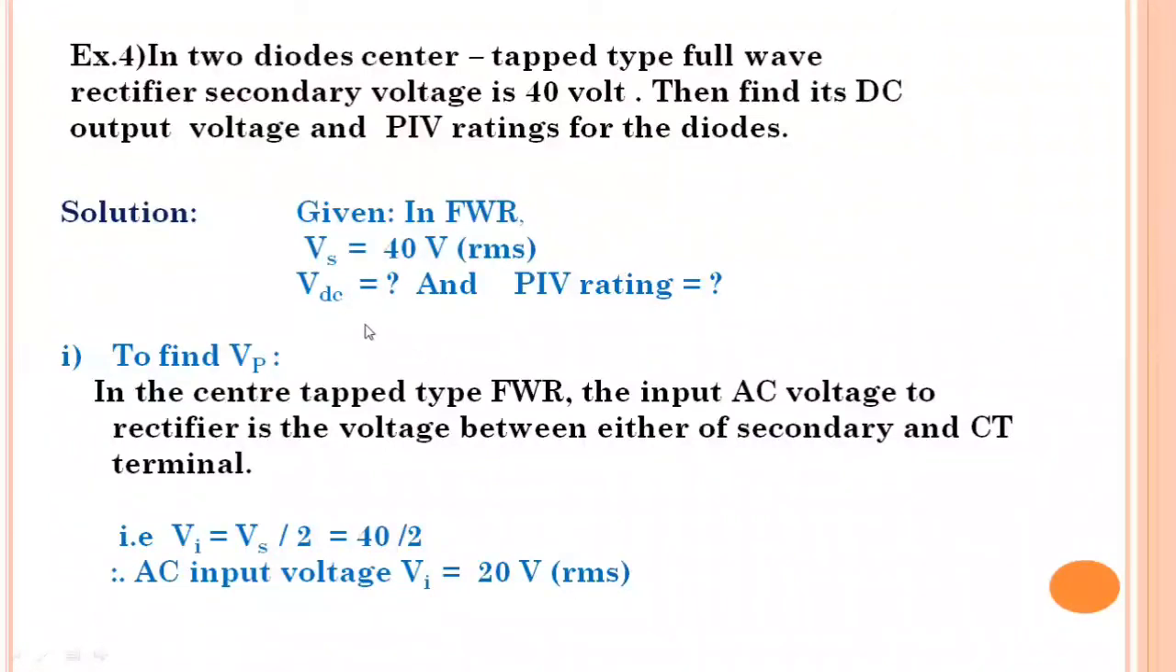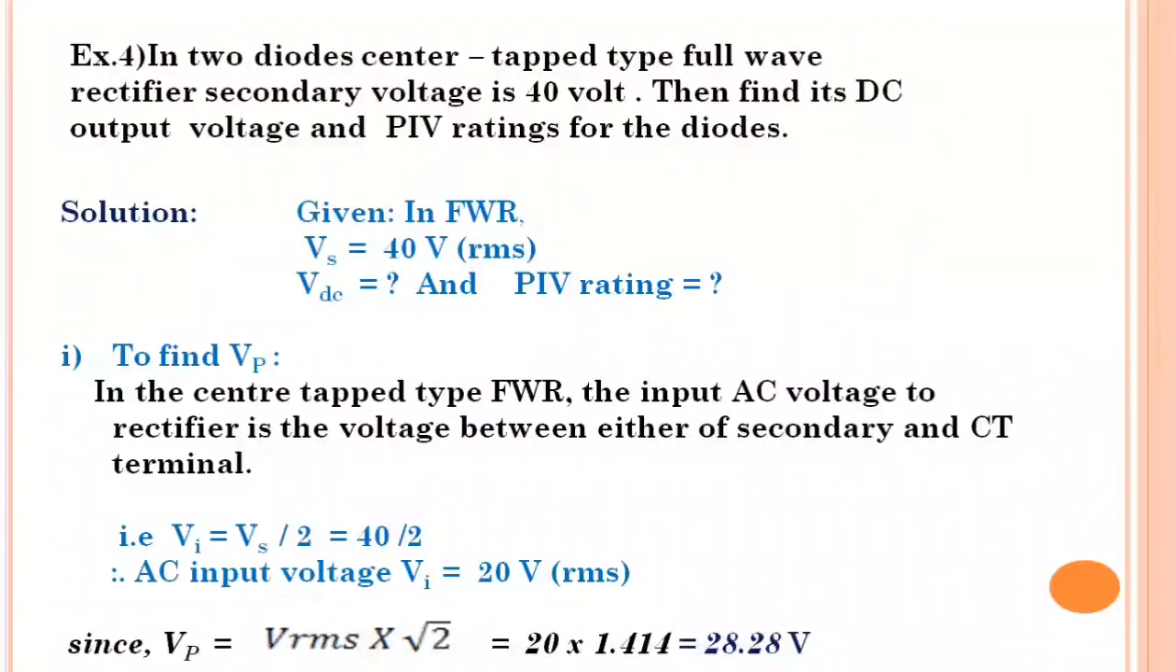We have been asked to find out DC voltage and peak inverse voltage rating, PIV rating of the diode. Let's see now one by one. We'll go for second stage. Here we can find the peak voltage from the RMS voltage. V peak equals V RMS into root 2. That means 20 into 1.414. It becomes 28.28 volts.